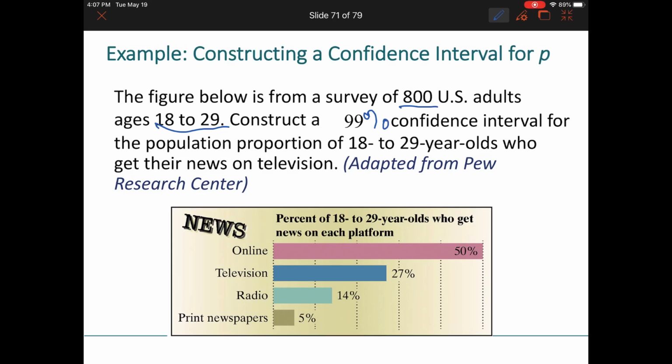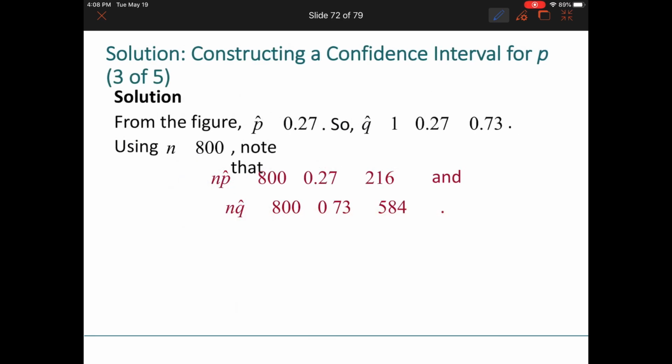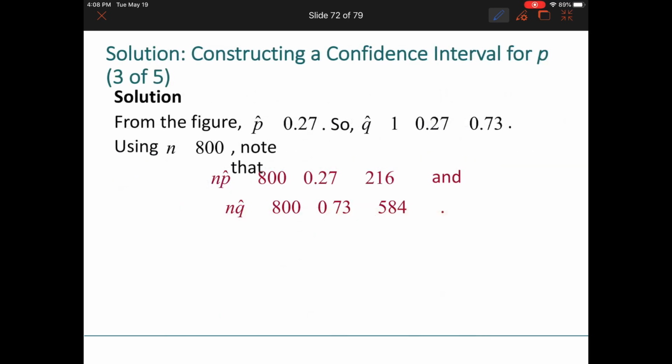Okay, here's another example. The figure below is a survey of 800 adults, 18 to 29. We'd like to find a 99% confidence interval for the proportion of those people who get their news on TV. There are 4 choices. Do these add up to 100%? I believe they are close to it. I kind of use all 4 of them myself, but that's neither here nor there.